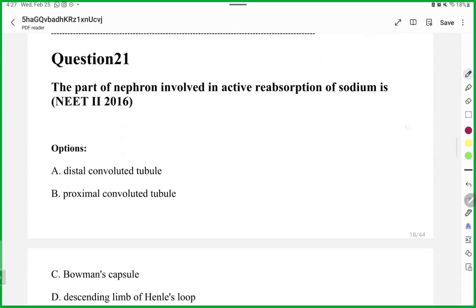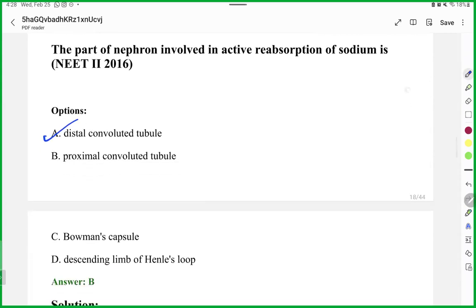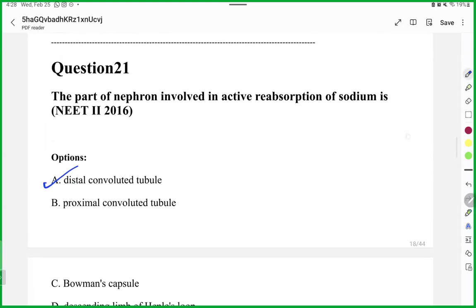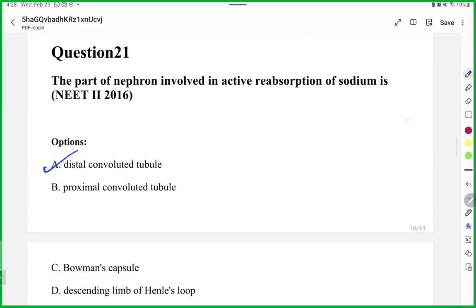Jordan. The part of the nephron involved in active reabsorption of sodium. Is it PCT? No, it's DCT. I was getting confused between PCT and DCT. I remember it wasn't the loops, that was for sure. So I was confused. Active reabsorption is in the DCT then. PCT is selective reabsorption, DCT is active. DCT.